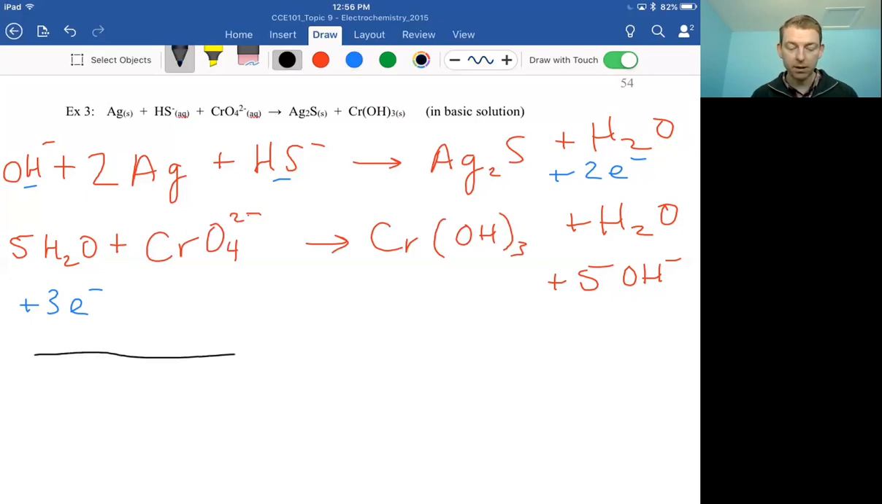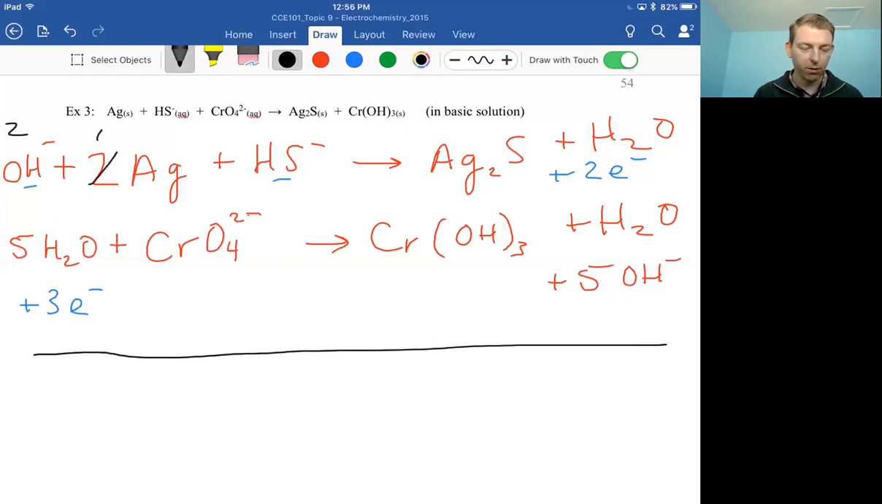Our final act is to sum these back together. We want to make sure that we cancel out all of the electrons. So in order to do that, we're going to have to multiply the top row by 3 and the bottom by 2. So that gives us 2 OH negative. This is going to be 4 silver, 2 hydrogen sulfide. Now we have 2 silver sulfide, 2 water, and we'll have 6 electrons up here. Bottom row, multiplying it by 2, we end up with, again, 6 electrons.